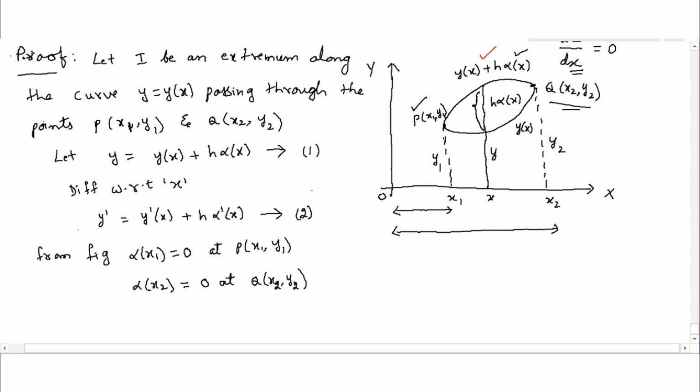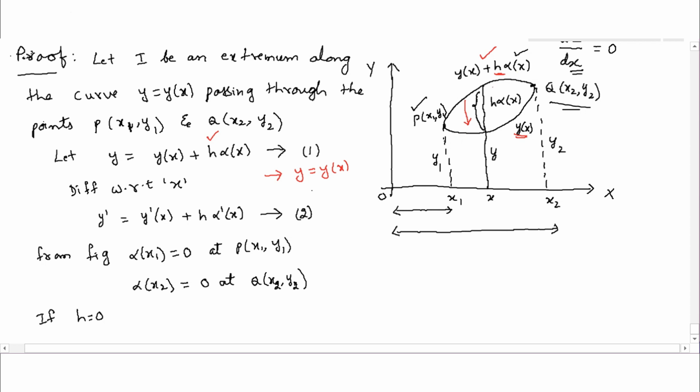Now suppose I take the value of h to be equal to 0. If I put back h equal to 0 in equation number 1, then equation number 1 implies y is equal to y of x, which is the original curve. So this particular curve will coincide with the original curve. The curve y of x plus h into alpha of x will coincide with y of x. Both the curves will become the same when the value of h is equal to 0.